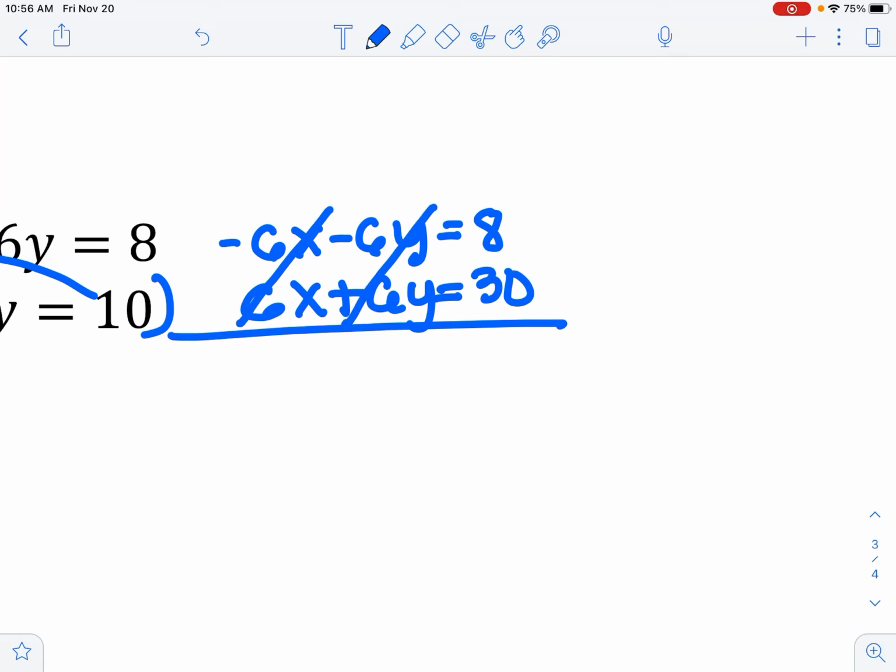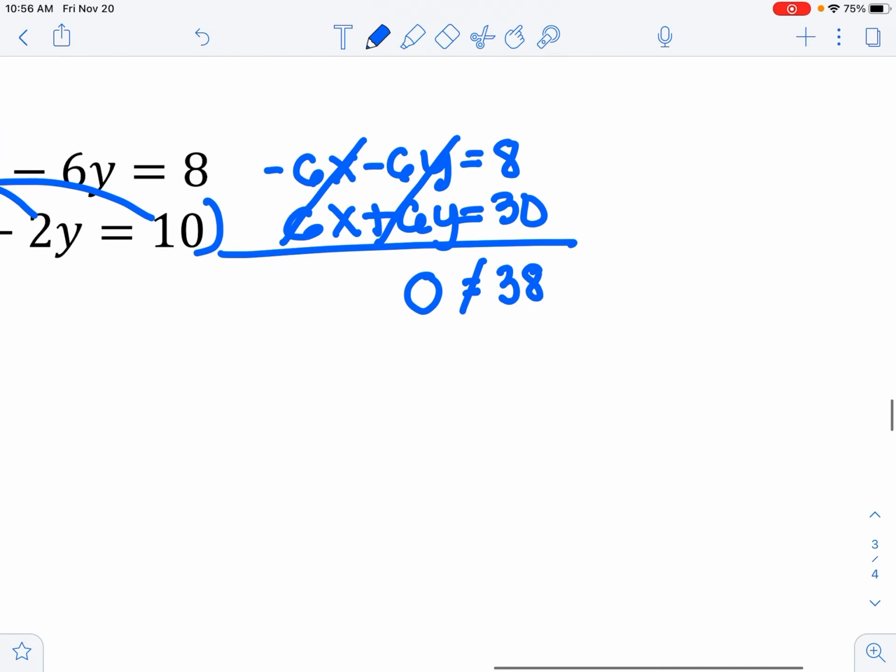And now I'll combine these. These cancel, the x's, the 6x and -6x. The -6y and +6y cancel. I have 0 over here, but on my right-hand side, I have 38. So 0 equals 38 is not true, okay? I can't solve for x and I can't solve for y. So what happened here is my x's and y's canceled out, but I was left with a constant.